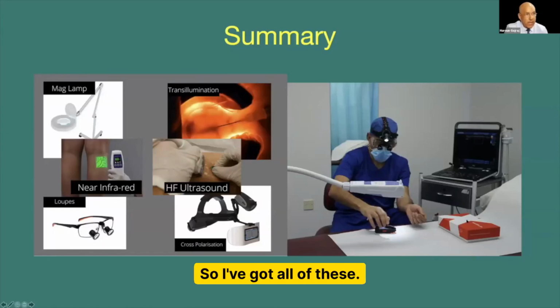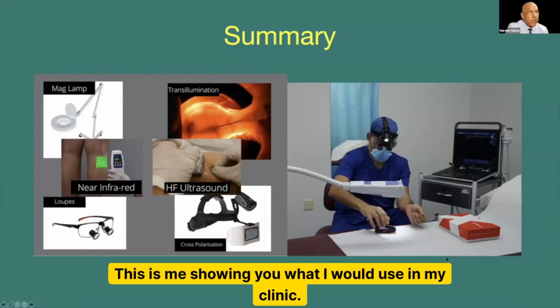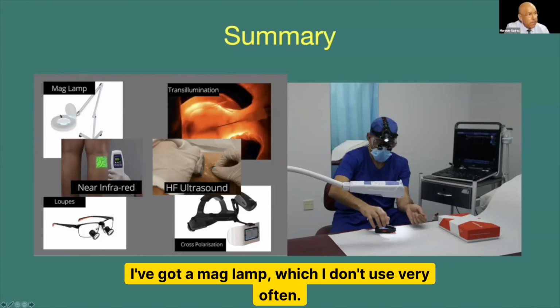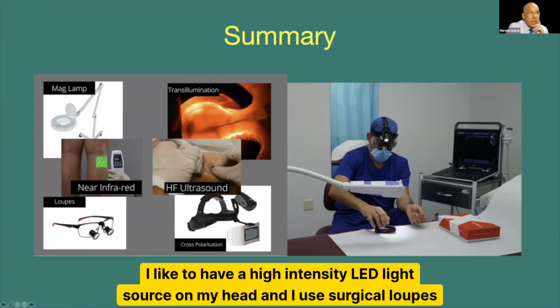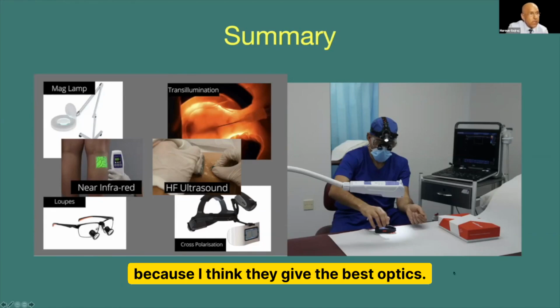So I've got all of these. This is not me showing off. This is me showing you what I would use in my clinic. I've got a mag lamp, which I don't use very often. I use a vein light, near infrared, high frequency ultrasound. I like to have a high intensity LED light source on my head, and I use surgical loops because I think they give the best optics.